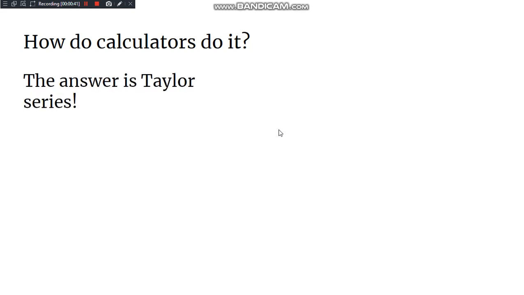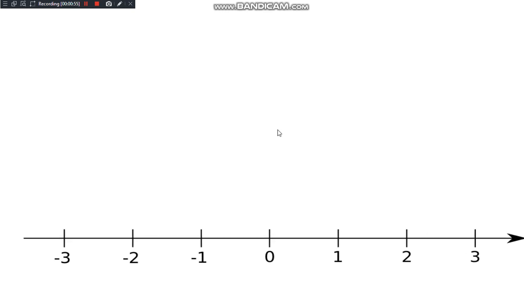Most programmers use the general idea, or something similar to something called Taylor series. And I'm going to explain what exactly that is. Before I can explain, I want you to imagine that you're taking a walk. I'm going to use a number line to just make it easier to show the distance that we've covered. And we're going to start at the point 0.